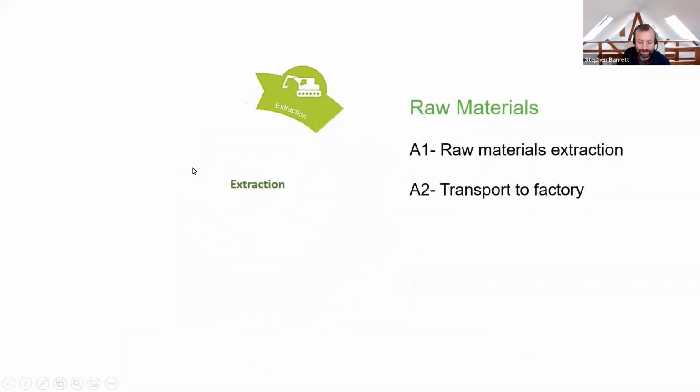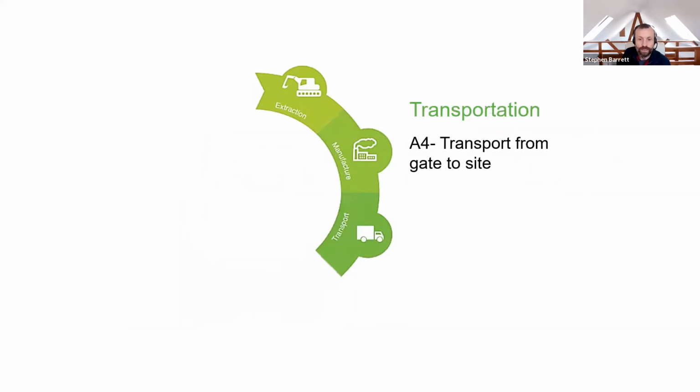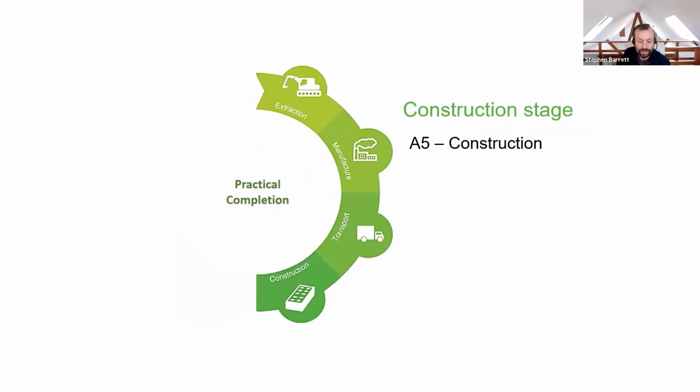So in the beginning, we have raw materials extraction and transport to a factory where we do our manufacturing. A study to here of just the materials would be a cradle to gate study. That's from the cradle of the earth to the gates of the factory for going out to site. Next, you have the transport and the construction. So you will see studies that are A1 to A5, which would be a study of the carbon emissions from cradle to practical completion of a building.